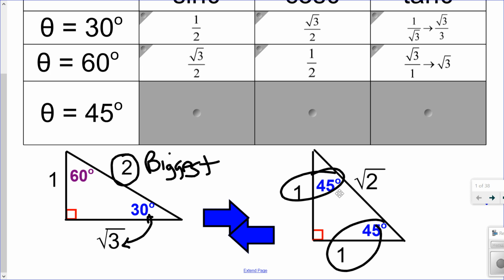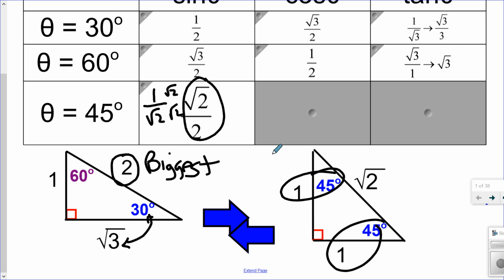Now let's move to the 45, 45, 90 triangle right here. So sine, and it doesn't really matter which 45 you use. If I use this 45, it's opposite over hypotenuse. If I use this 45, it's opposite over hypotenuse. It's the same thing. 1 over root 2, which I put into lowest terms by rationalizing my denominator. So it was 1 over root 2, but then I multiplied top and bottom by root 2, and that's how I get root 2 over 2. So we always want to rationalize our denominator.